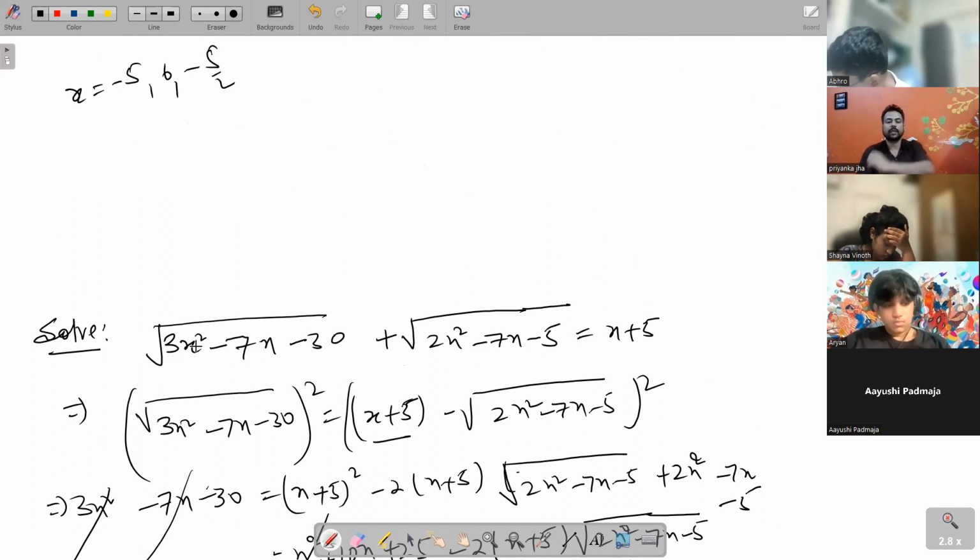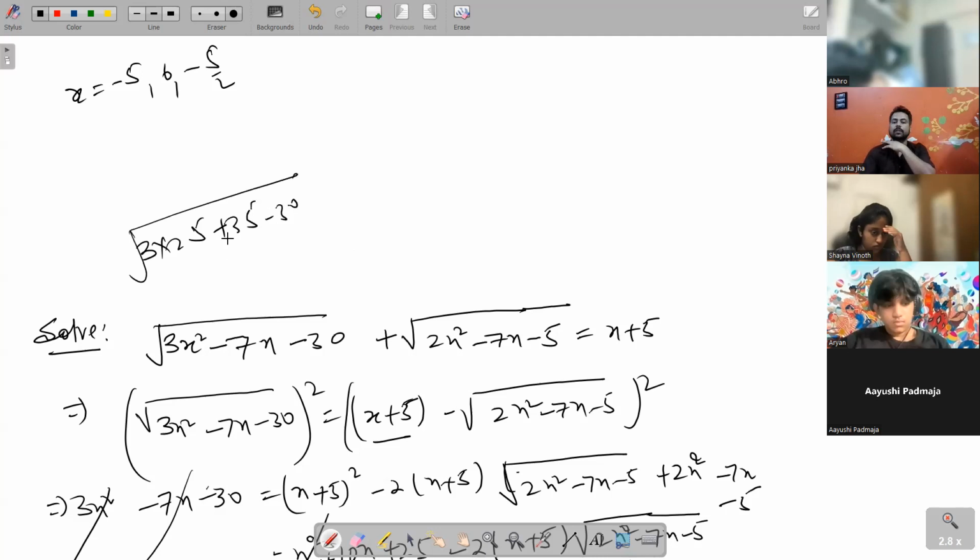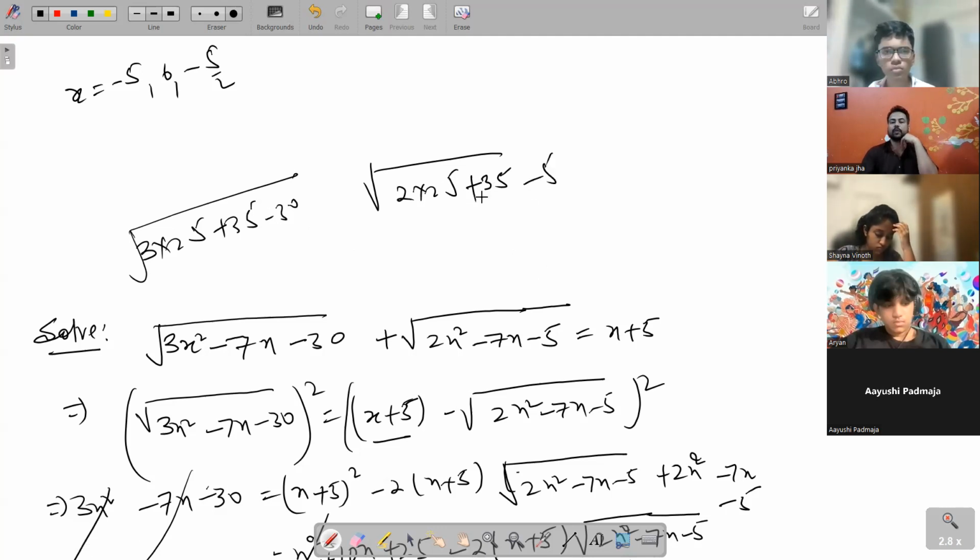Put x equal to minus 5. You get 3 into 25 plus 35 minus 30, and the square root of this is fine, valid. And the square root of 2 into 25 plus 35, right? You put x equal to minus 5 and you will get some value over here, some value over here. But this plus this is going to be minus 5 plus 5, that is 0. This is a positive value, this is a positive value, and the right side is 0. The sum of two positive values can't be 0. So x equal to minus 5 we can't take.